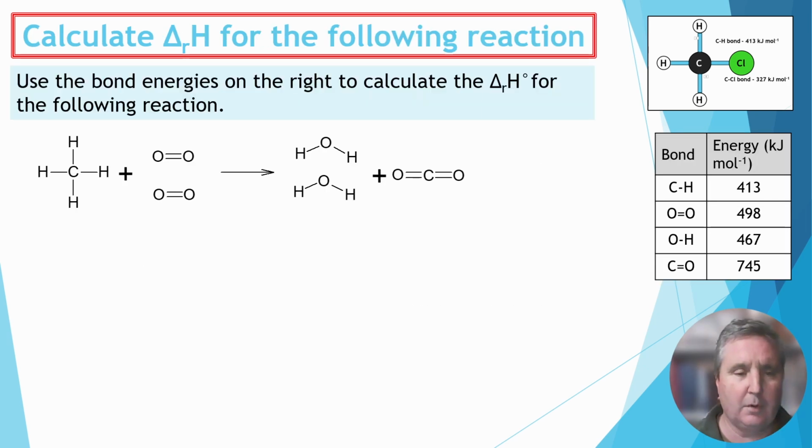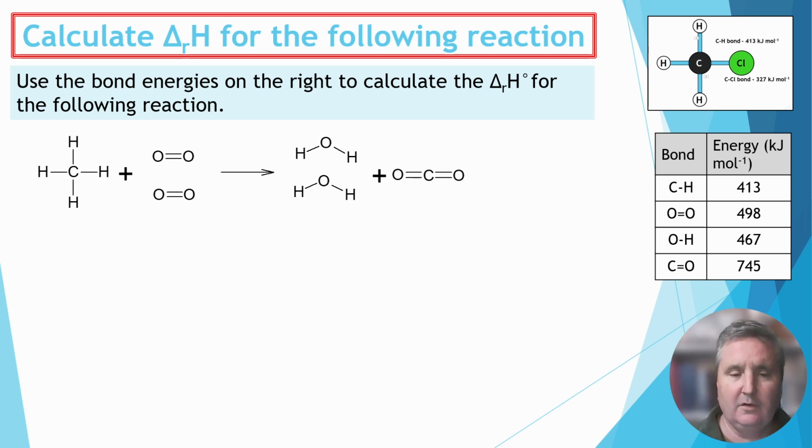Okay, so the first problem we're going to look at here is how to calculate the enthalpy of a reaction when we're given the bond energies. Now this problem specifically says use the bond energies on the right. So we've got a table with the associated energies to break each bond in kilojoules per mole. Use the bond energies on the right to calculate the standard enthalpy of reaction for the following reaction.